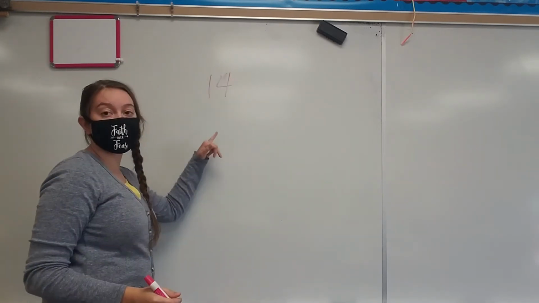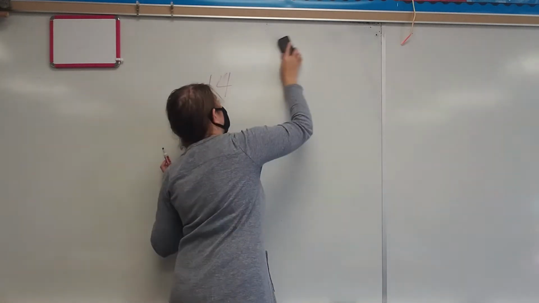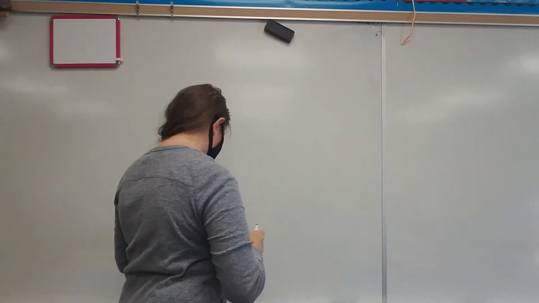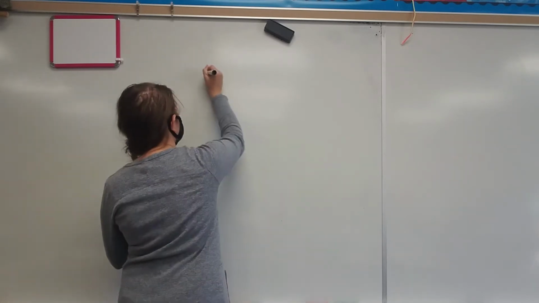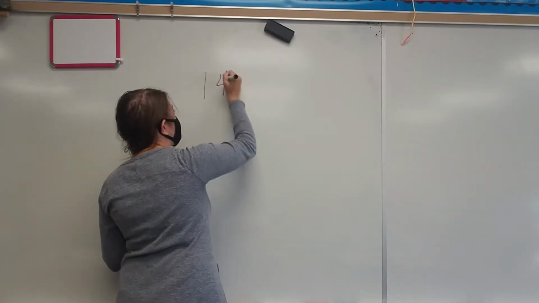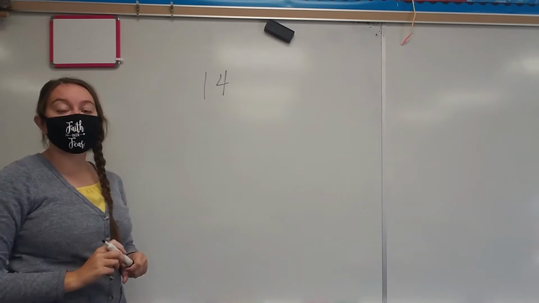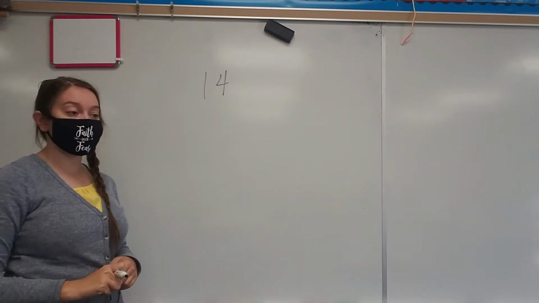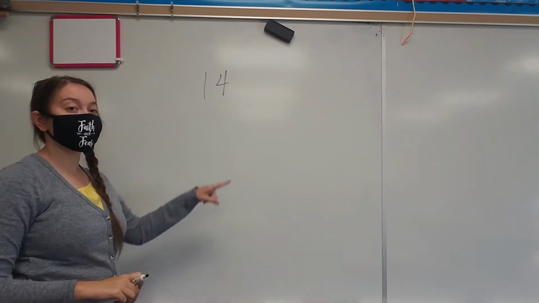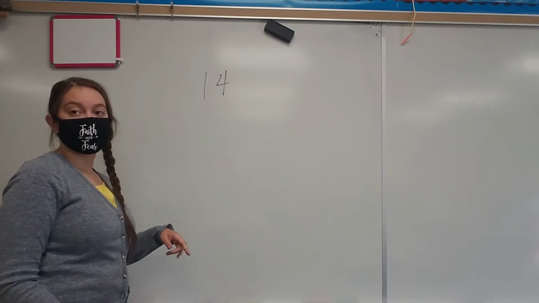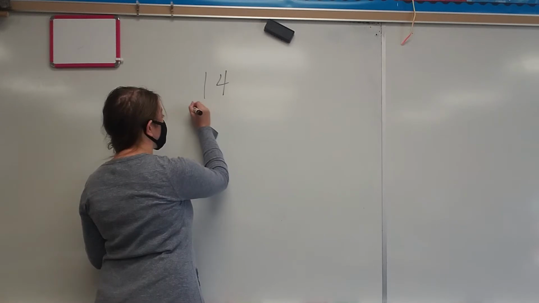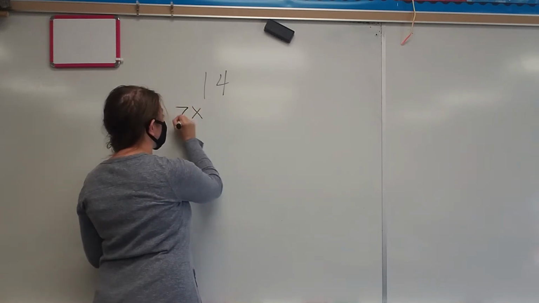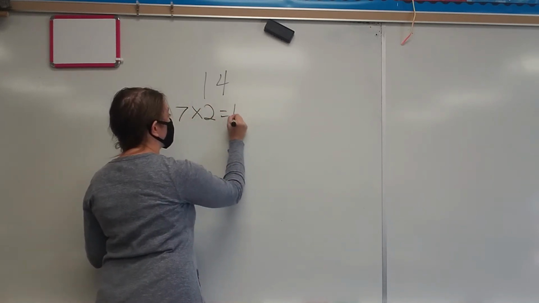Okay, if I give you the number 14, oh my word, I can't even see it in the video. Okay, try again. Number 14. And then I'm going to ask you, what numbers can I multiply together to get us 14? 7 times 2. Good, so I'm going to write an equation. 7 times 2 equals 14.